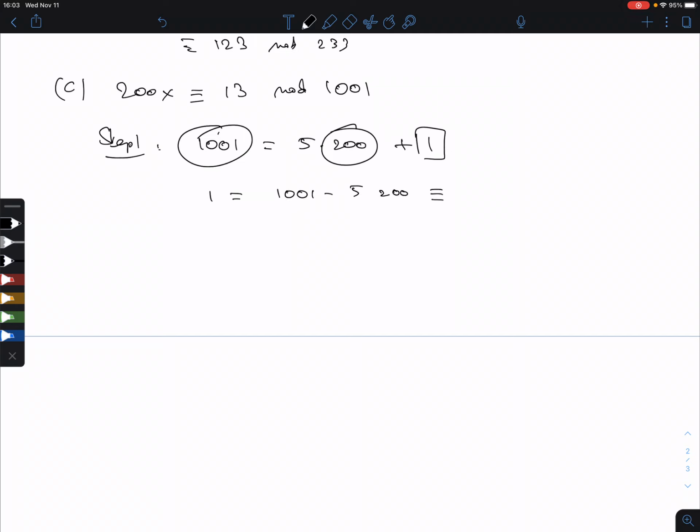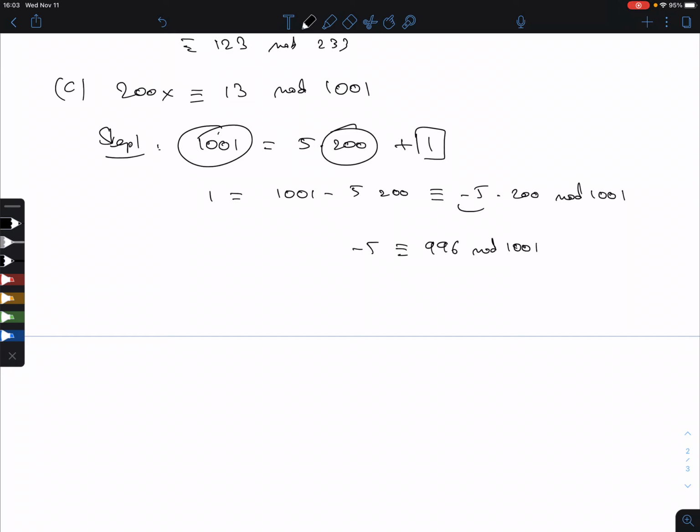And so if you do this mod 1001, you get minus 5 times 200 mod 1001. So minus 5 is not within the range, but what it would be, so minus 5 is equivalent to, now you're at 1001, so that would be 996, right? Mod 1001. Just to have the number within the range of the remainders.